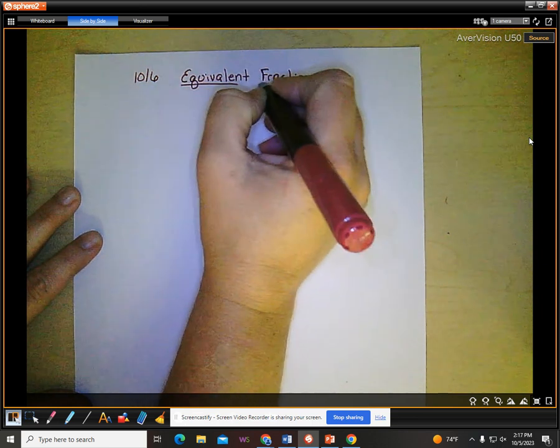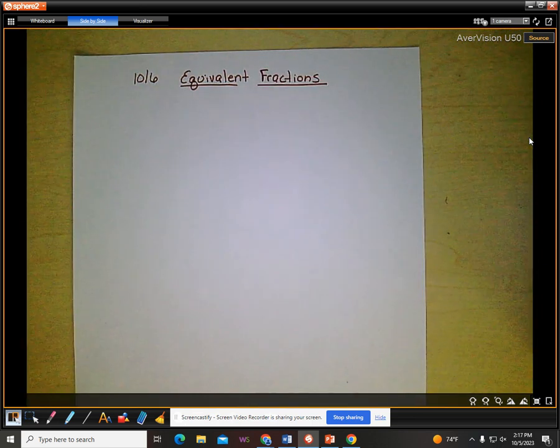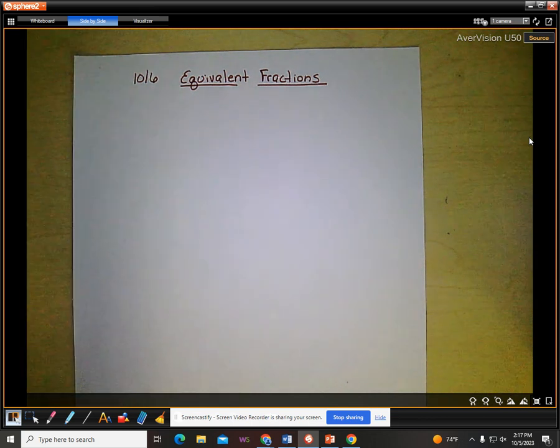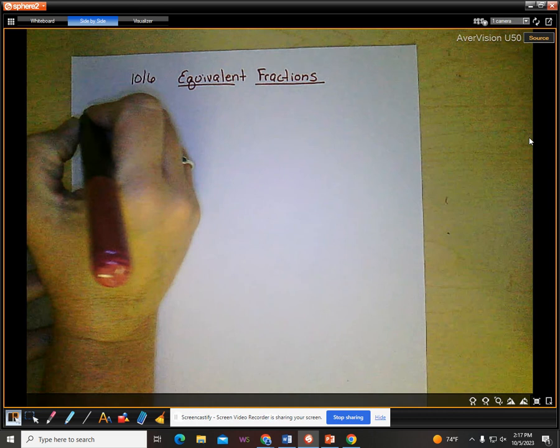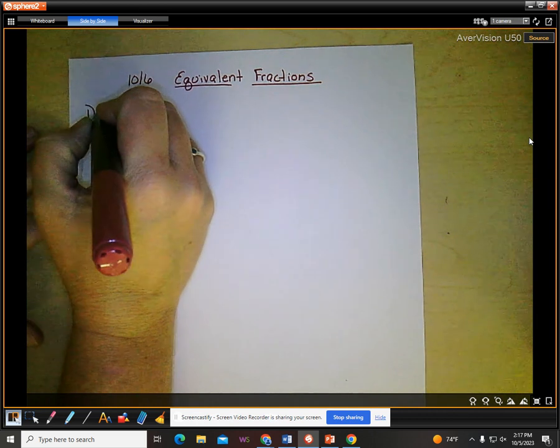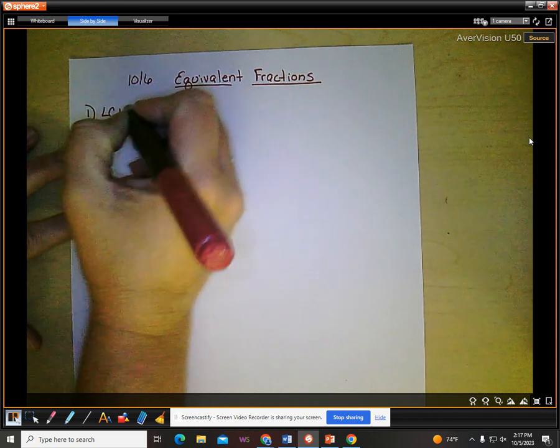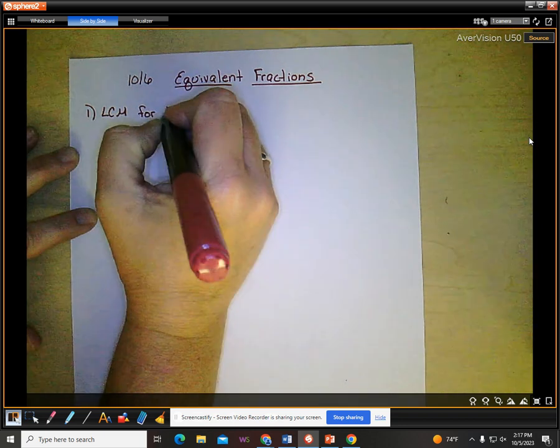I mentioned earlier this week when we did equivalent ratios that we would be writing equivalent fractions, which are pretty much the same. We need to learn how to write equivalent fractions because we will be working on putting fractions in order from least to greatest, greatest to least, and comparing fractions. To do that, we need to be able to write our fractions with common denominators. So when you're writing equivalent fractions, the first thing you are going to do is find the least common multiple for the denominators.